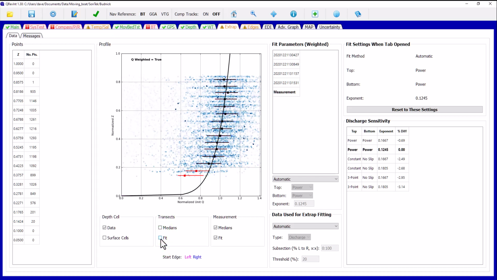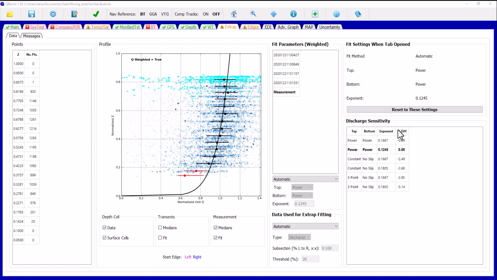It is often helpful when evaluating the top of the profile to use the checkbox for surface cells. When checked, the top cell in each ensemble will be highlighted in cyan color. Note that the top cell is not necessarily the top cell when the depths are normalized. They may be the same distance from the water surface, but they are different distances from the stream bed, which is represented by the normalized z on the y-axis. So the surface cells lower on the graph would be representative of shallow depths.